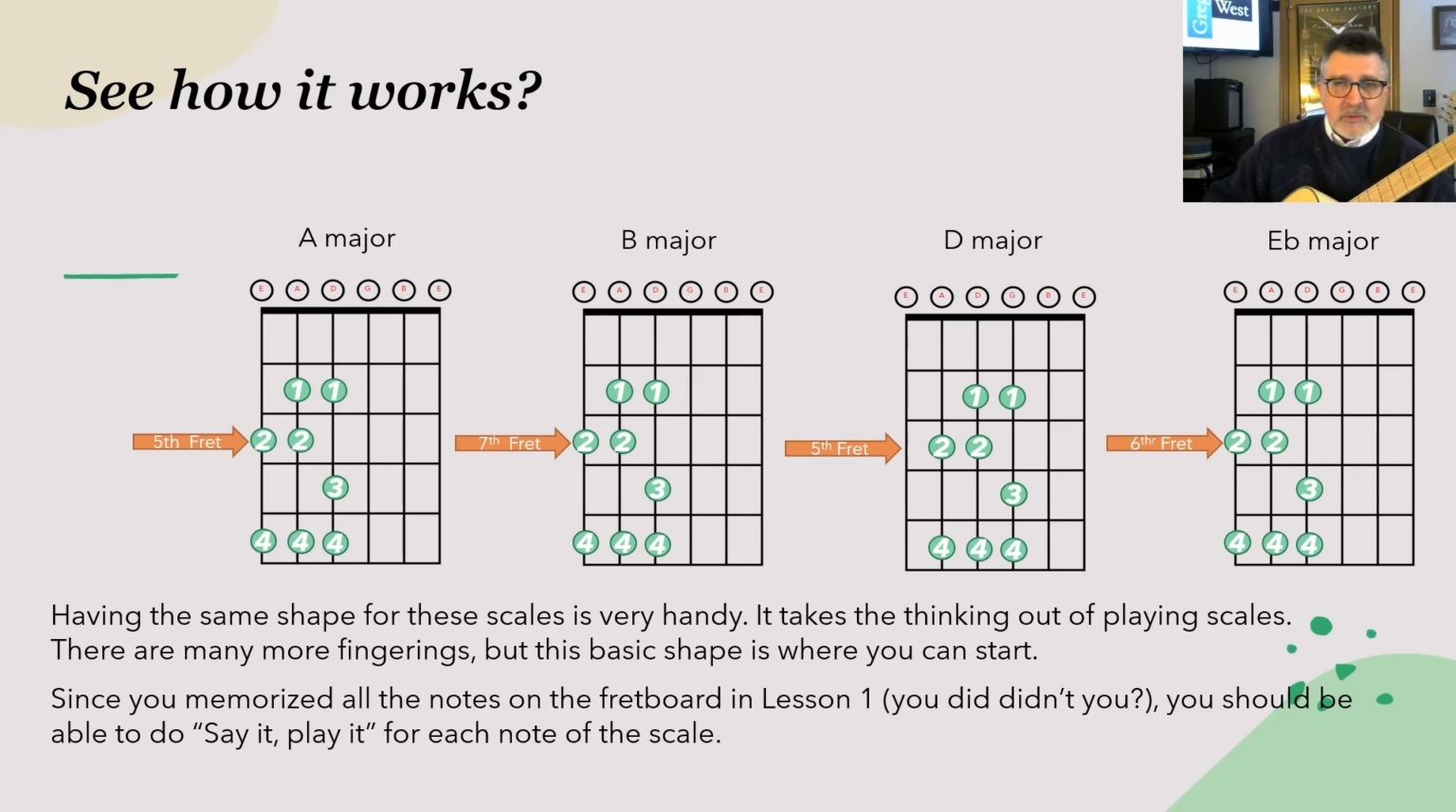Here's some examples that you can try on your own. A major, same fingering, start at the 5th fret. B major, 7th fret. D major, switch strings, 5th fret. E flat major, start at the 6th fret of the 5th string. Same fingering, it works great all over the place. Do your say it, play it as you memorize the fingerboard.